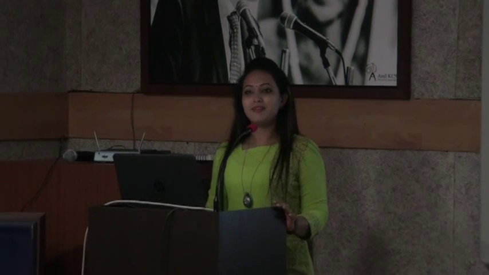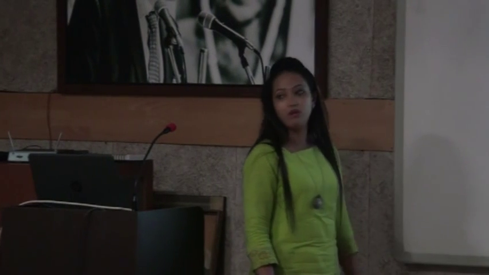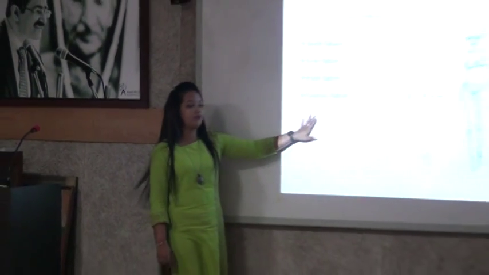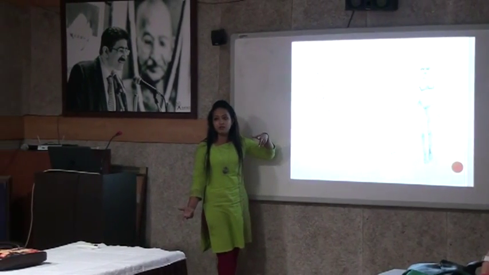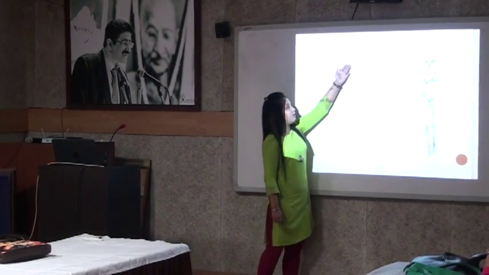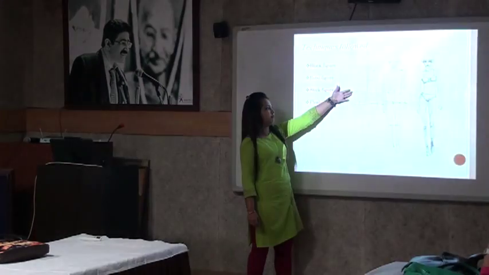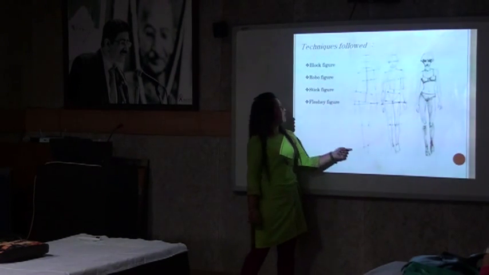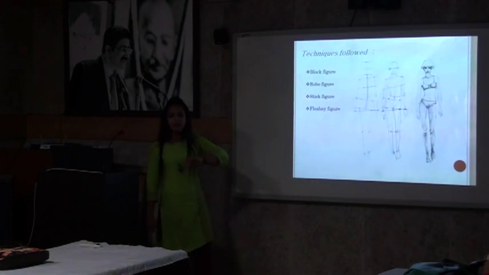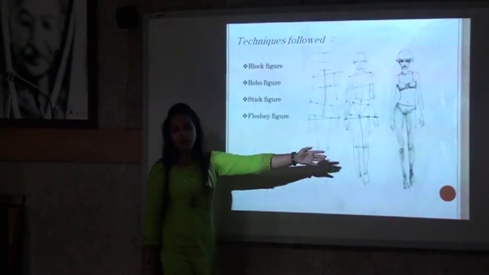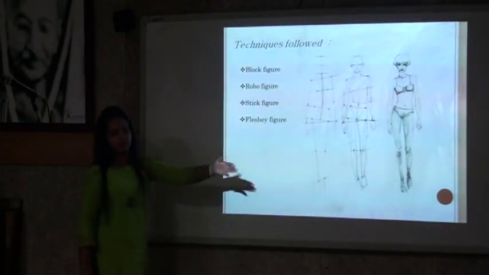Any questions now? Next are some techniques that we follow, like block figure, robo figure and stick figure. That is important for starters. Like students, we start with the block figure. There are different measurements, like that is the head block, that is the shoulder line, that is the bust line, this is the waist line, this is the hip line, this is the knee line and this is the ankle line, right? I'll explain the block figure in the next slide. After that, robo figure, stick figure and flesh figure, meaning the final human being, whatever we are going to make.